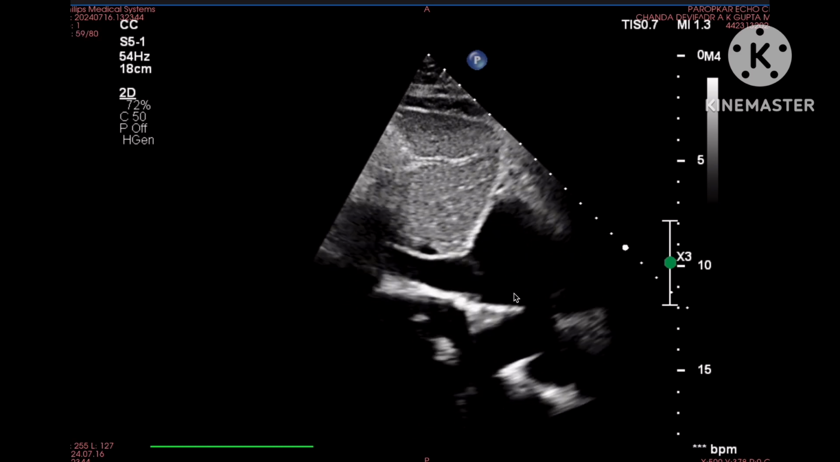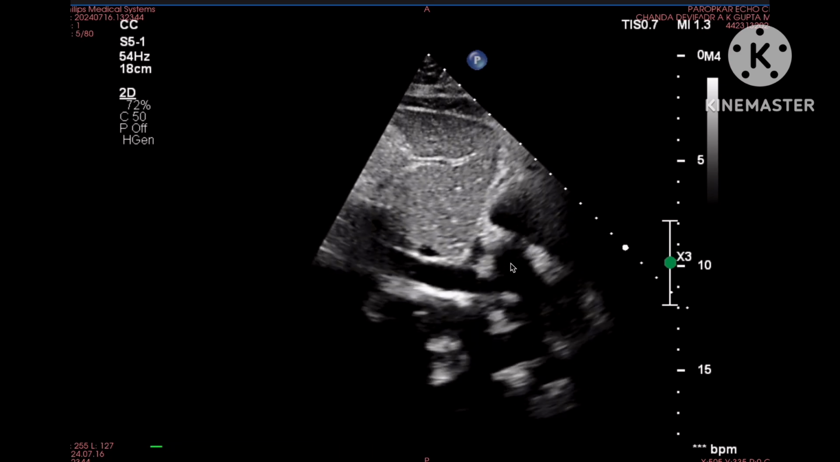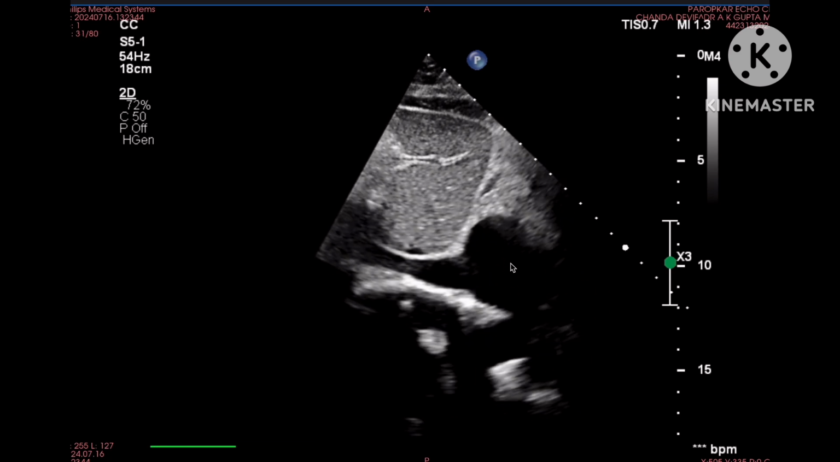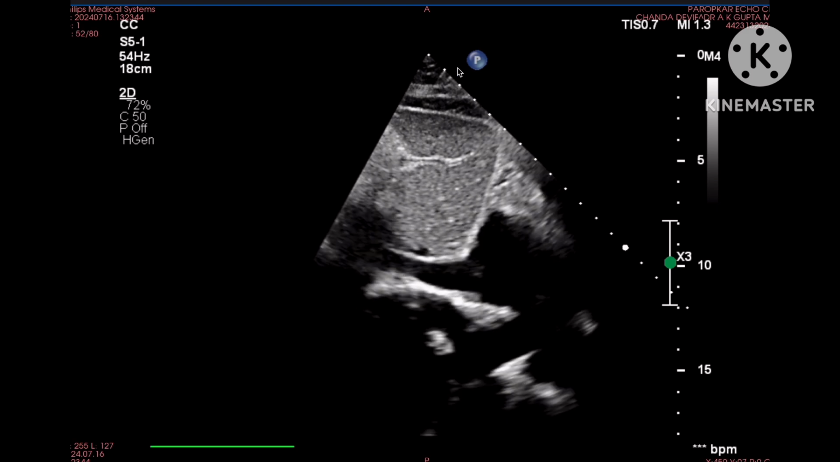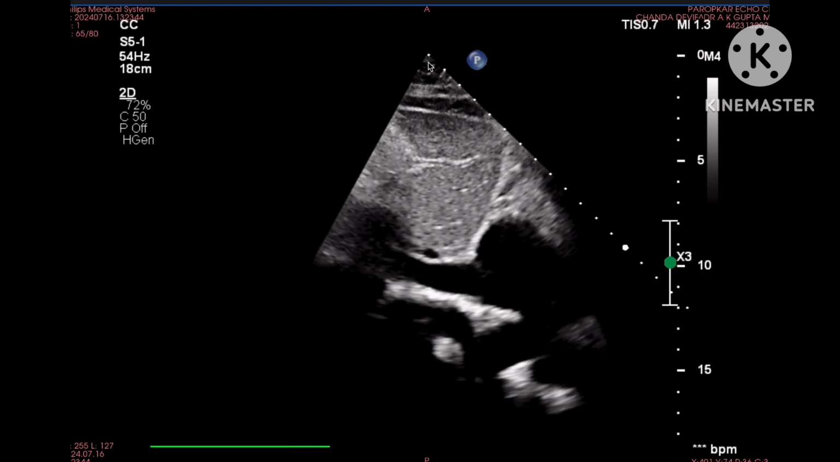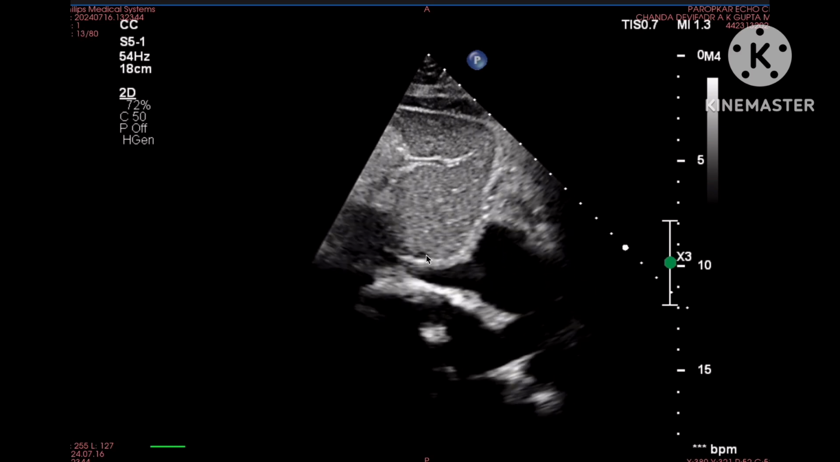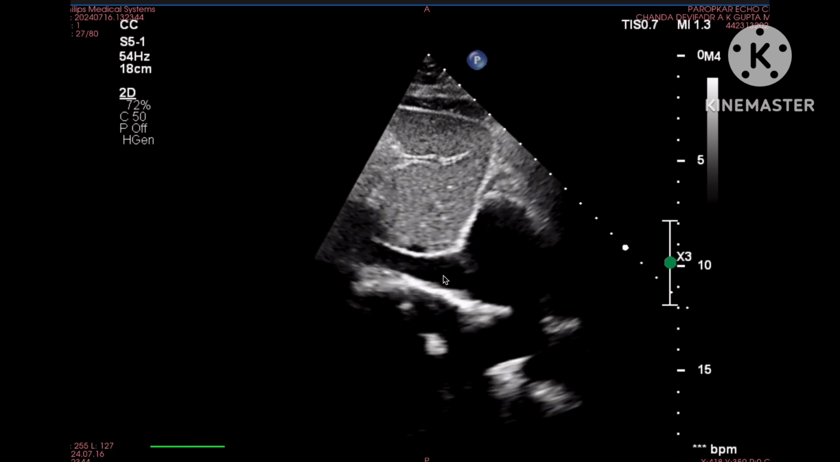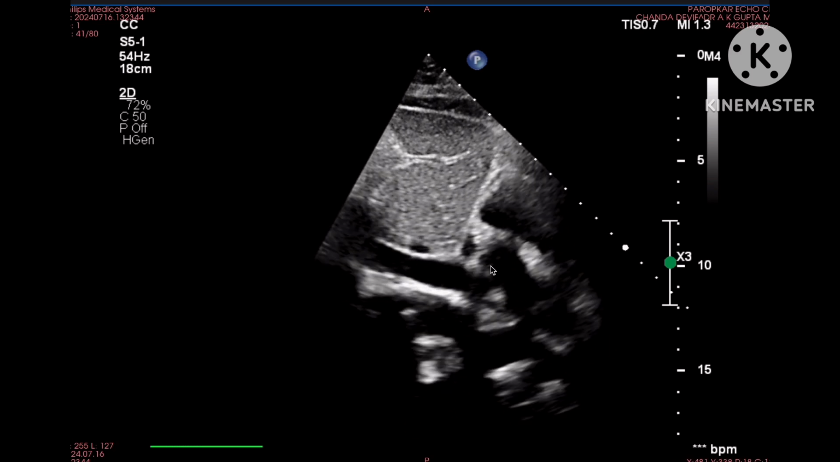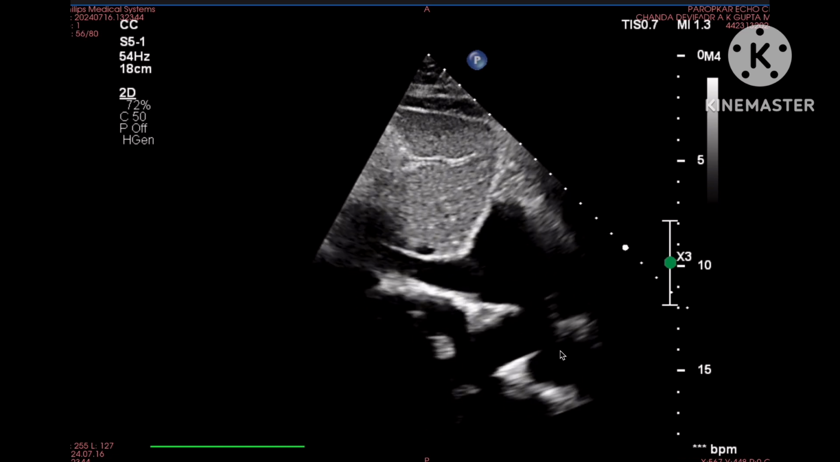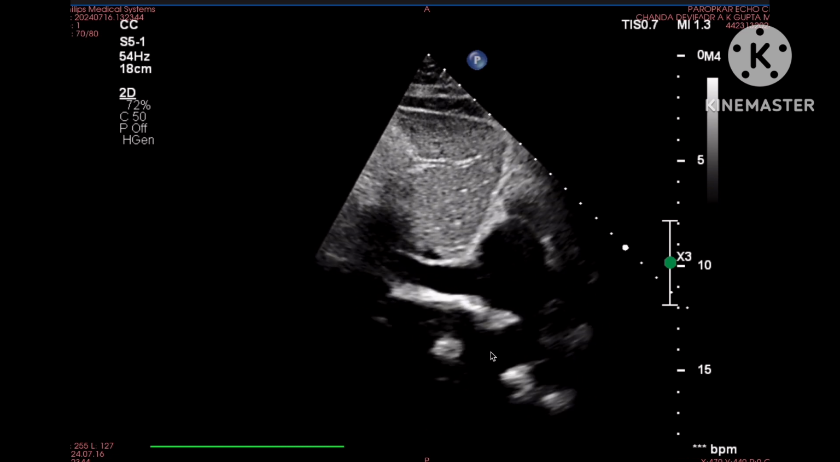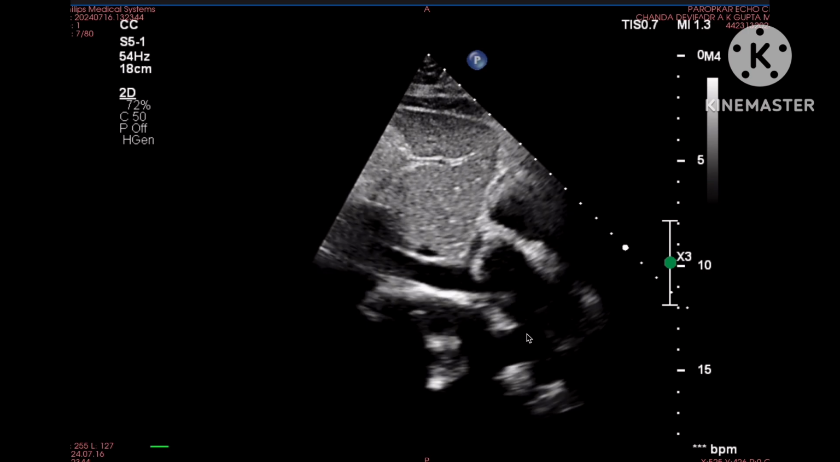This is bicaval view taken through subcostal window. Again you see this portion is liver, and so the probe is placed in the subcostal zone of the abdomen. This is inferior vena cava joining right atrium. This is superior vena cava joining right atrium. This is left atrium and this is ASD.